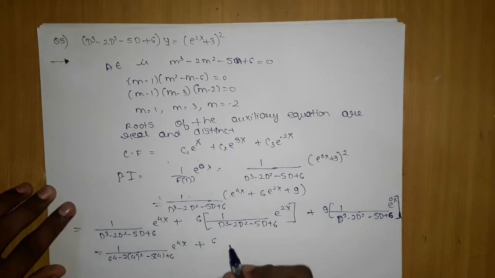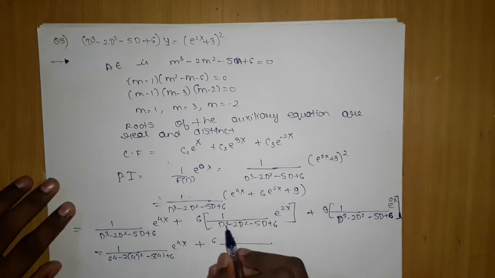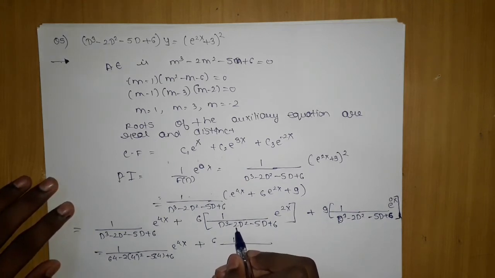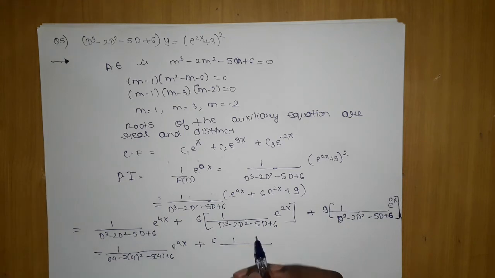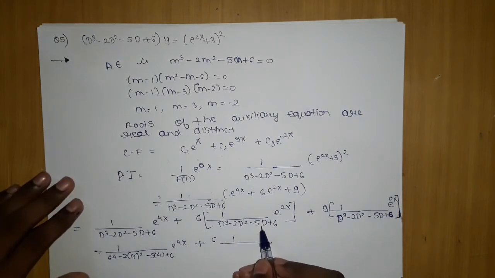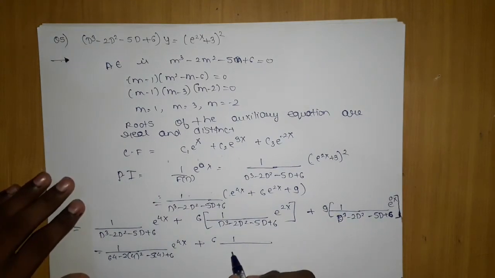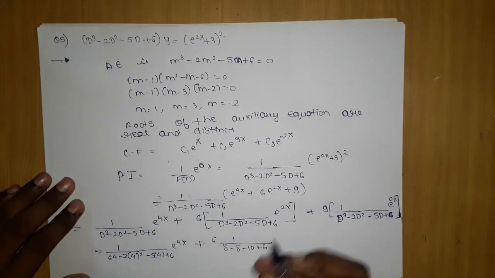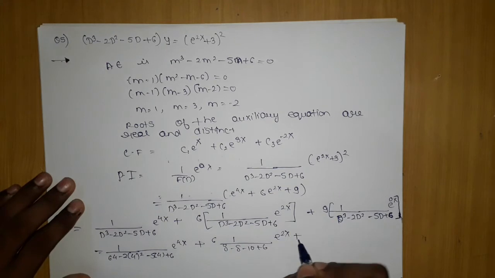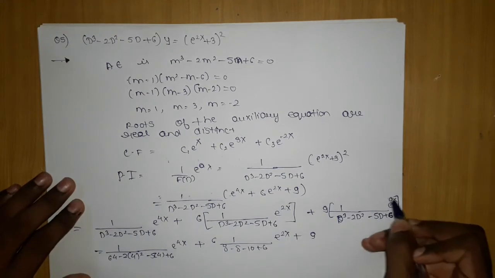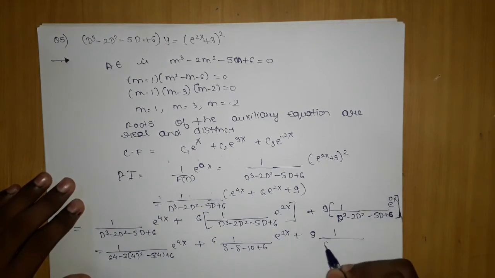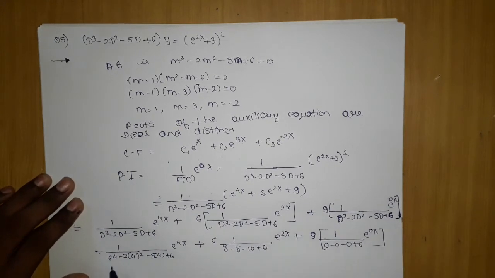For e to the power 2x, if you substitute 2, you get 2 cube, 8, minus 2 into 4, which is again 8, so 8 is getting cancelled. 5 into 2 is minus 10, plus 6, which is nothing but minus 4. And here if we substitute 0, because it is 0x, this will be 0 minus 0 plus 6. So the denominator is not coming out to be 0.